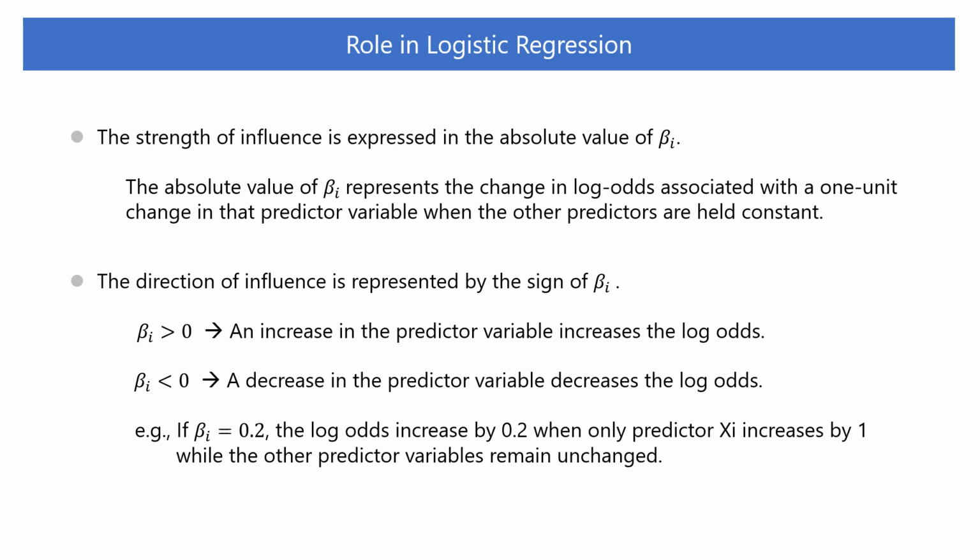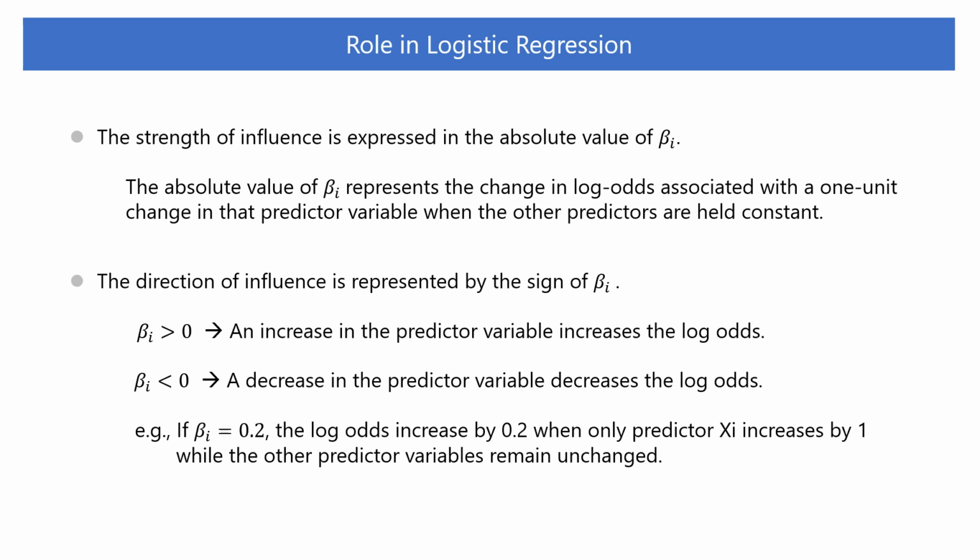Let's take a closer look at how to read the values of the predictor variables. The strength of influence is expressed in terms of the absolute value of the coefficient of each predictor variable. The absolute value of the coefficient of a predictor variable represents the change in logits associated with the one-unit change in that predictor variable when the other predictors are held constant.